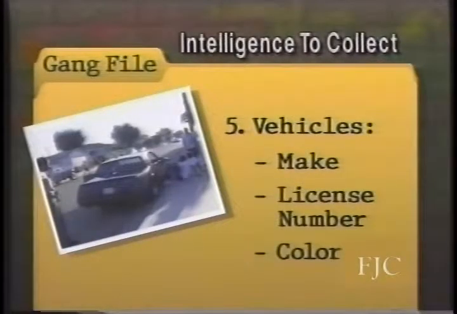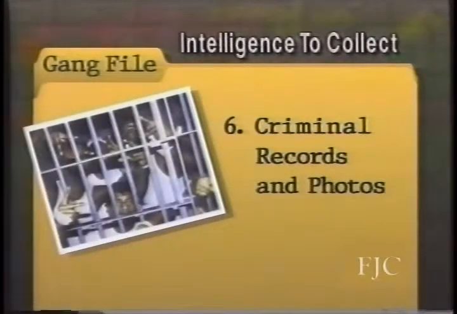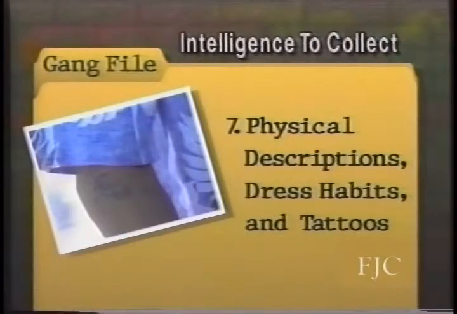License number, color, and any identifying characteristics. Criminal record, if any, and photos if they are available. And physical descriptions, including dress habits and especially any tattoos that may indicate gang membership.